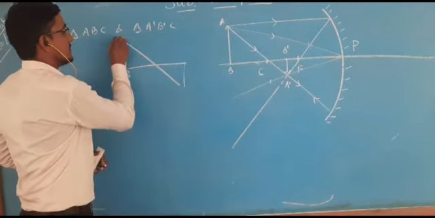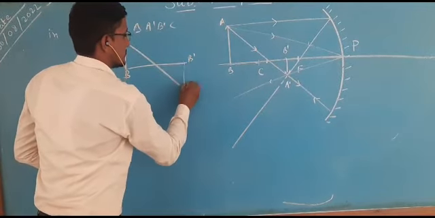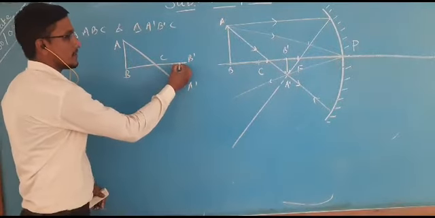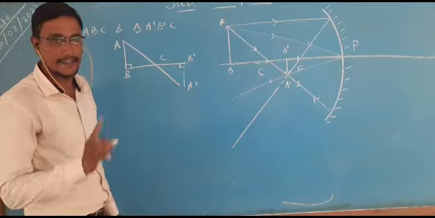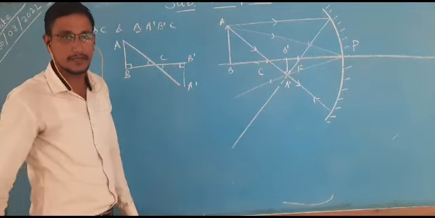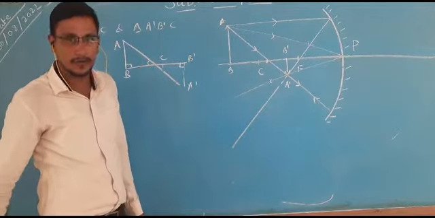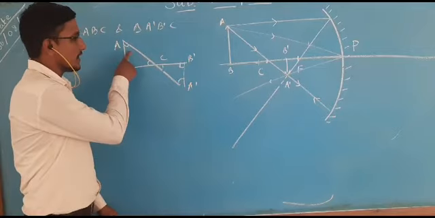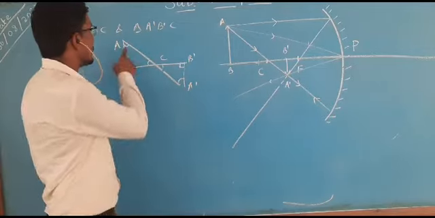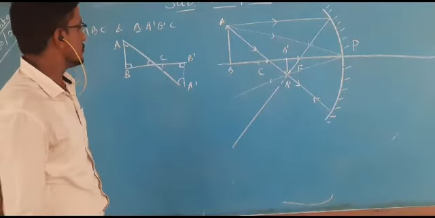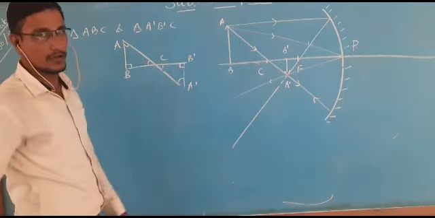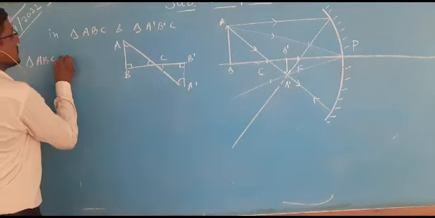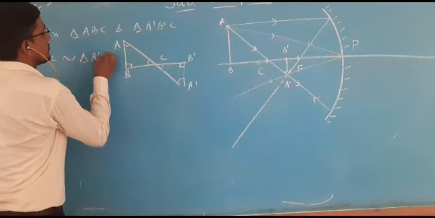This is B, this is A, this is B dash, this is A dash, and this is our center. Now this is a perpendicular, this is 90 degrees, and this is 90 degrees. Both are 90 degrees. These angles are vertically opposite, so this angle and this angle are equal. This angle and this angle are also equal because these are alternate angles. So we can say that triangle ABC is similar to triangle A dash B dash C.